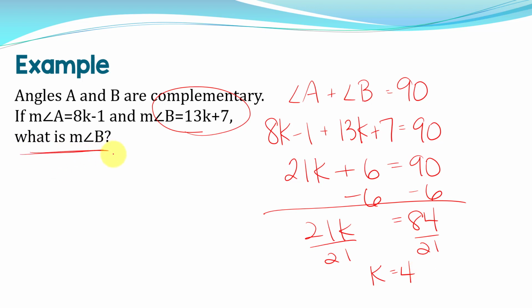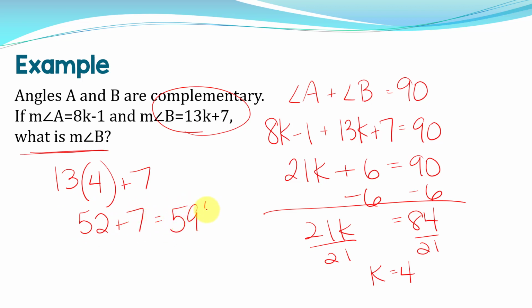But again, that's not answering the question. The question is, what is angle B? So 13 times 4 plus 7. That would be 52 plus 7, which is 59. So 59 degrees is the actual measure of angle B. So that's how that problem would work.